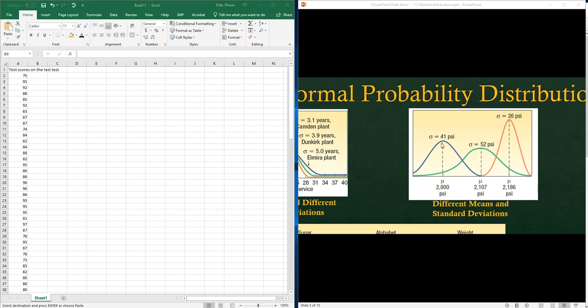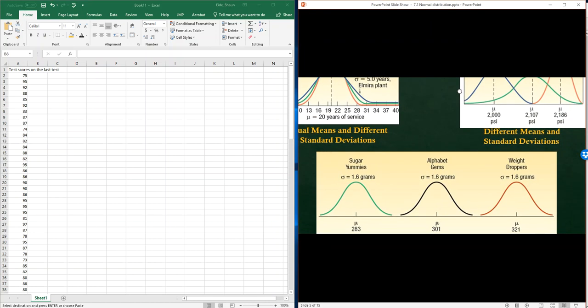This one seems more mesokurtic. And then you have this one right here that seems more leptokurtic, and the distribution's a little bit tighter. It has a standard deviation of 26, the smallest standard deviation, which means it's going to be the highest distribution. But this also has the highest mean. So depending on the mean and the standard deviation, you're going to have different looking normal distributions, even though they are all normal distributions.